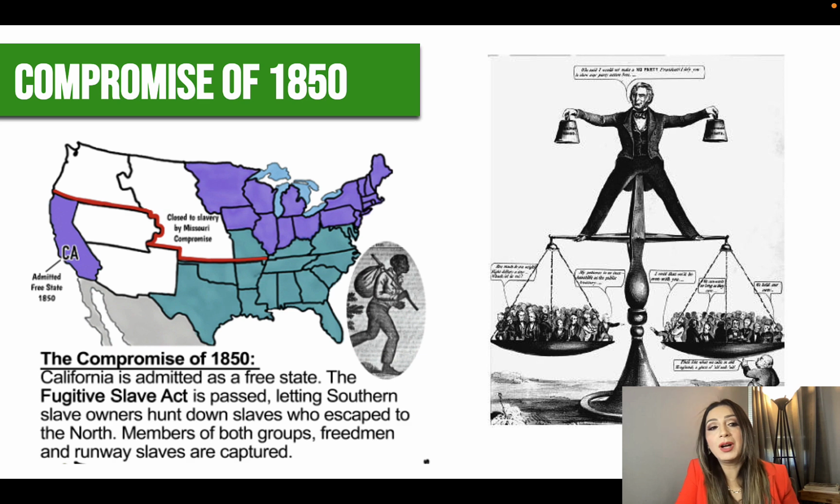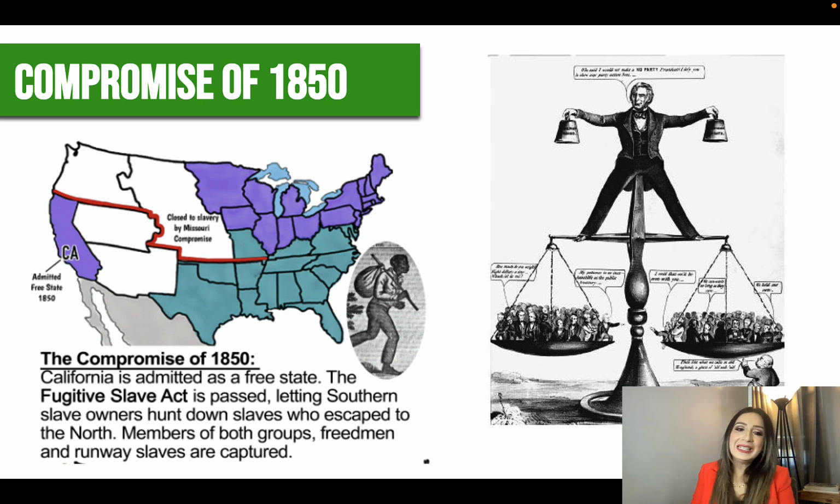Well, California wants to be admitted as a free state, but it falls under the line, right? The Missouri Compromise line. So what do we do? There's no other territory that has enough people or meets the requirements to make it a slave state. So they have to make a compromise. They have to come to a decision, an agreement between the North and the South. If we're going to add California, a huge state, as a free state, then what are we going to give the South to keep things balanced and fair?